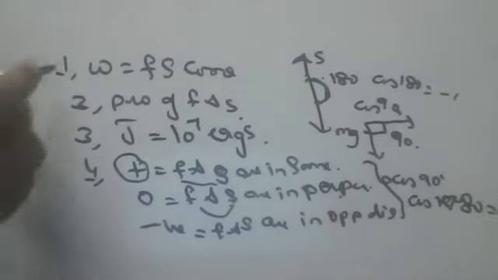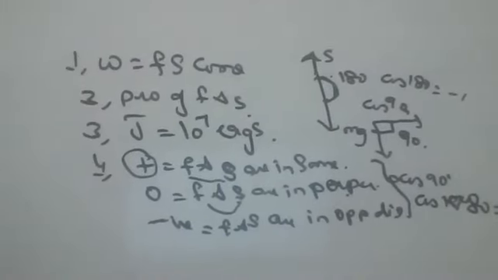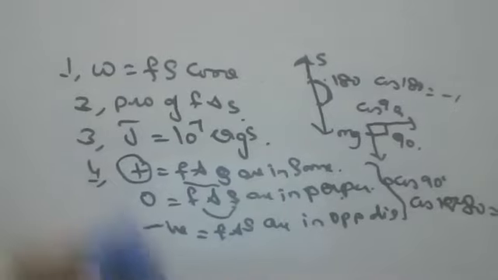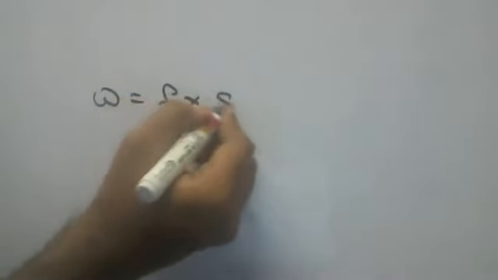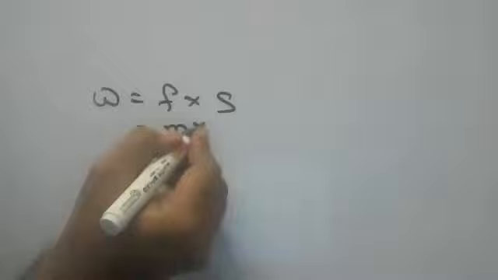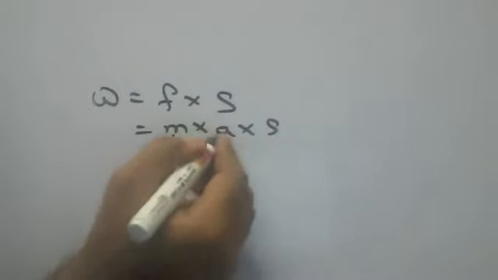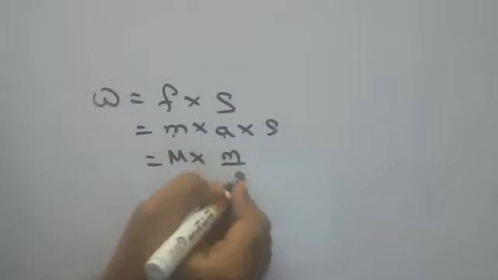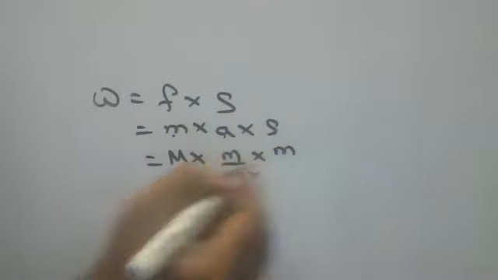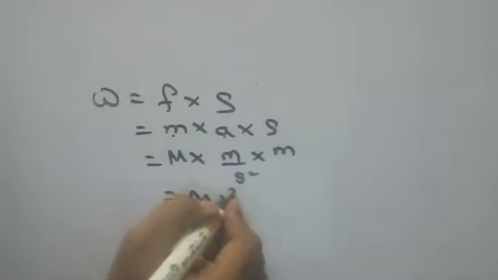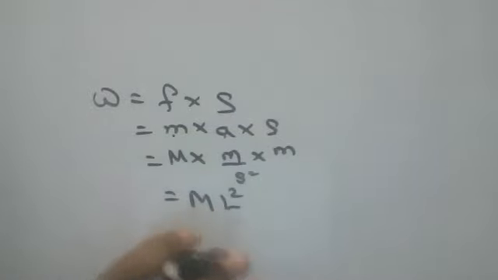Okay, children. Last but not least, very important: the dimensional formula of work. What is the dimensional formula of work? W is equal to F times s. F means mass into acceleration, into displacement. M means M. Acceleration means meter per second square, into this is also meters. Meters means distance, distance into distance is L square.